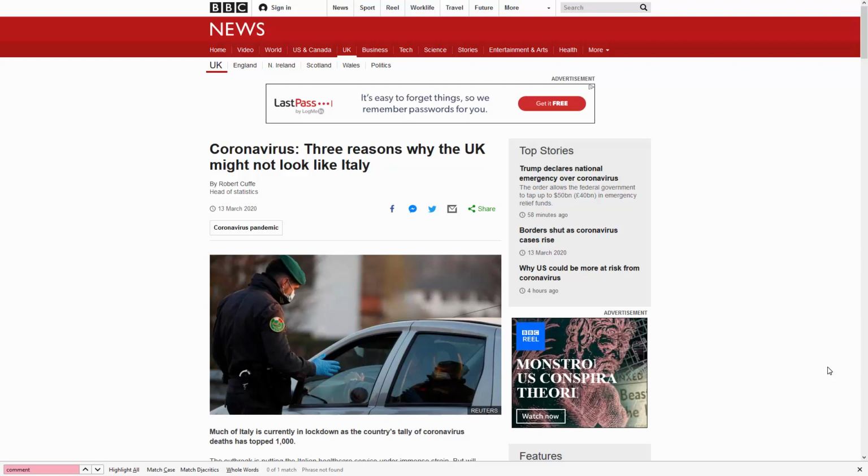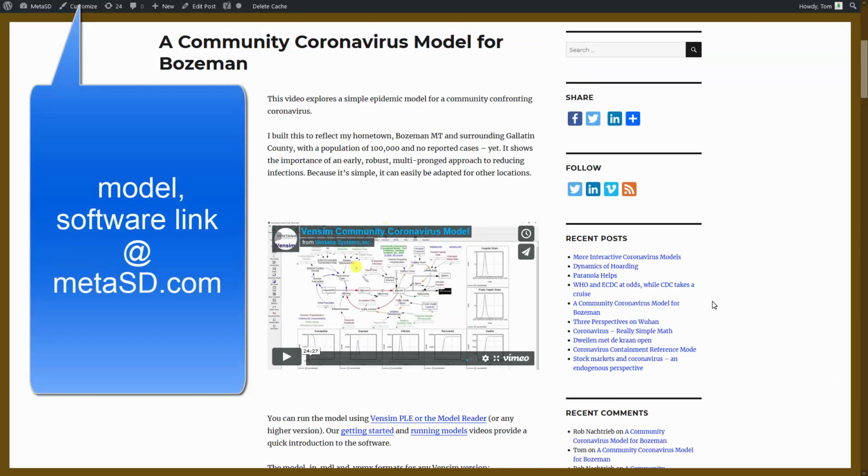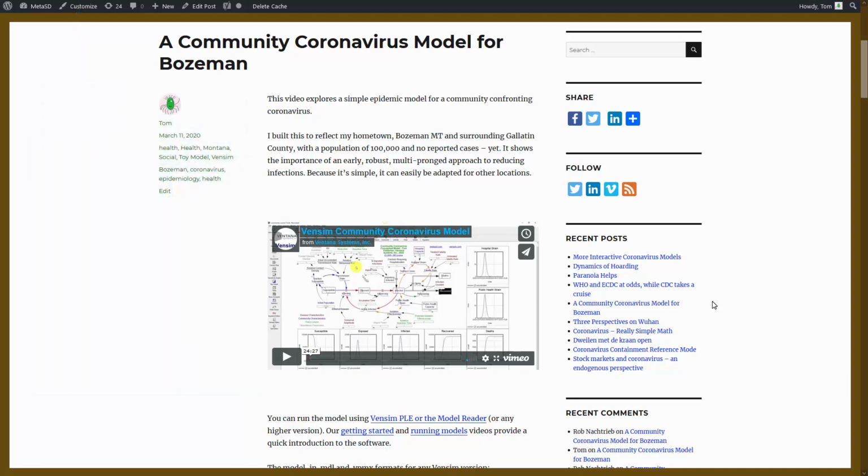Hi, this is Tom Fitteman, and I want to use a simple epidemic model to explore this article from the BBC News about whether the coronavirus spread might be different in the UK than it is in Italy. You can grab a copy of the model that I'm going to use and run it for yourself at metasd.com.